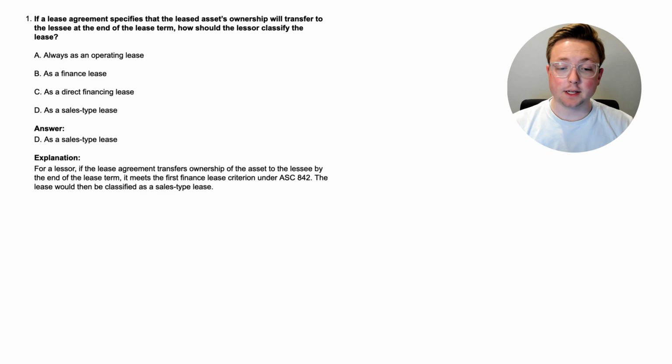For a lessor, if the lease agreement transfers ownership of the asset to the lessee by the end of the lease term, it meets the first finance lease criterion under ASC 842. And there's multiple criteria that we're going to be talking about throughout this video. And you don't necessarily need to remember ASC 842, but that's what this is falling under. The lease would then be classified as a sales type lease. So because there was an agreement that's going to transfer ownership at the end of the lease, this is going to be a sales type lease. Now let's go to the next question to learn another criteria.